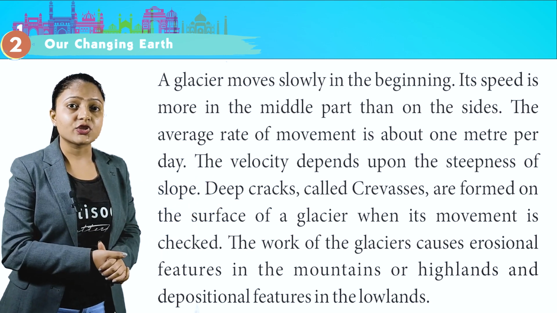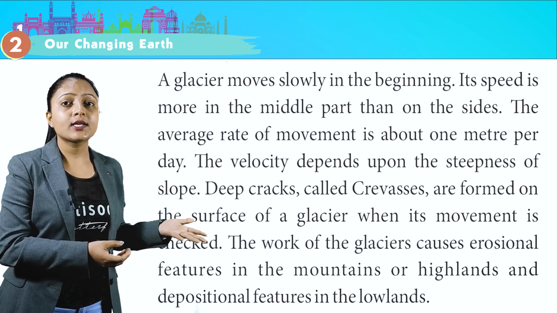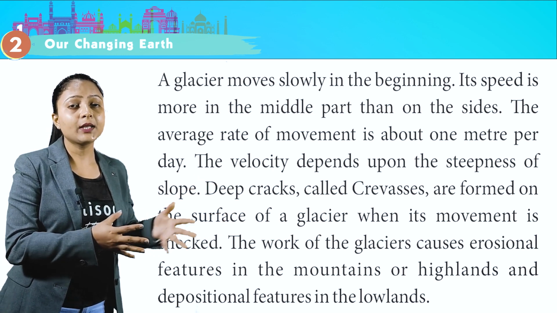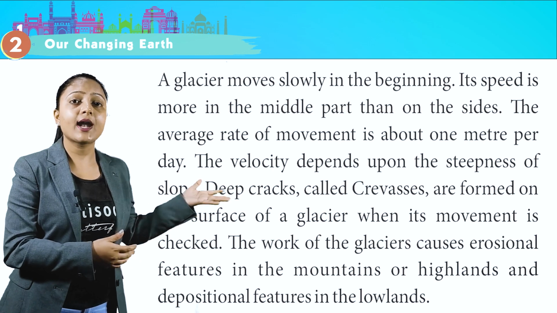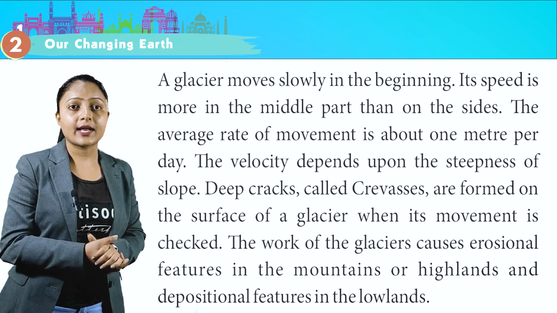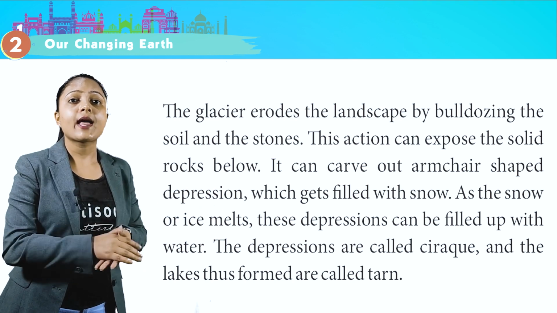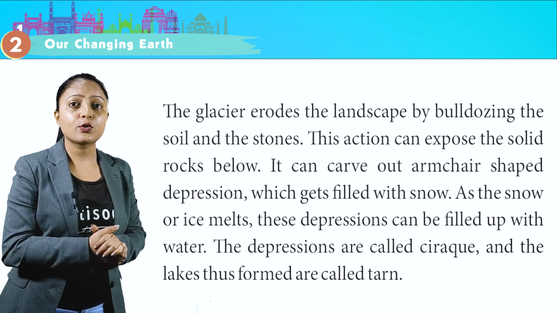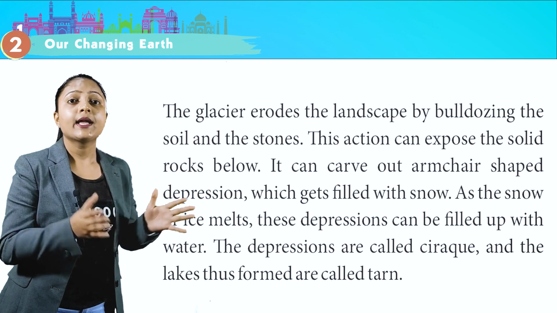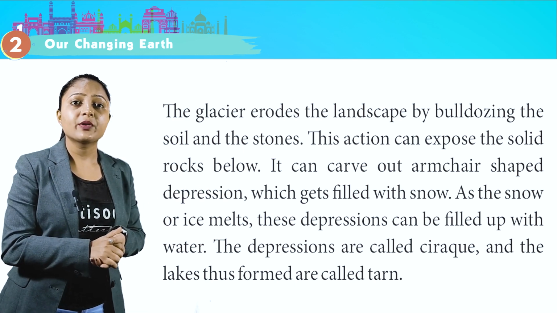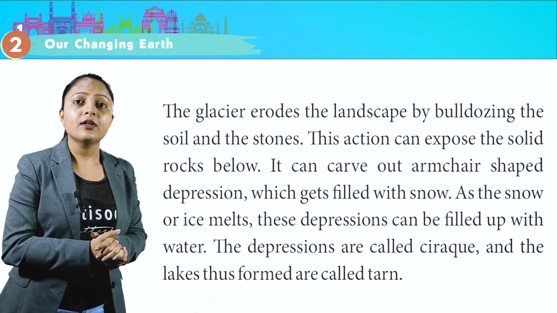When its movement is checked, the work of the glacier causes erosional features in the mountains or highlands and depositional features in the lowlands. The glacier erodes the landscape by bulldozing the soil and the stones. This action can expose the solid rock below. It can carve out armchair-shaped depressions which get filled with snow.